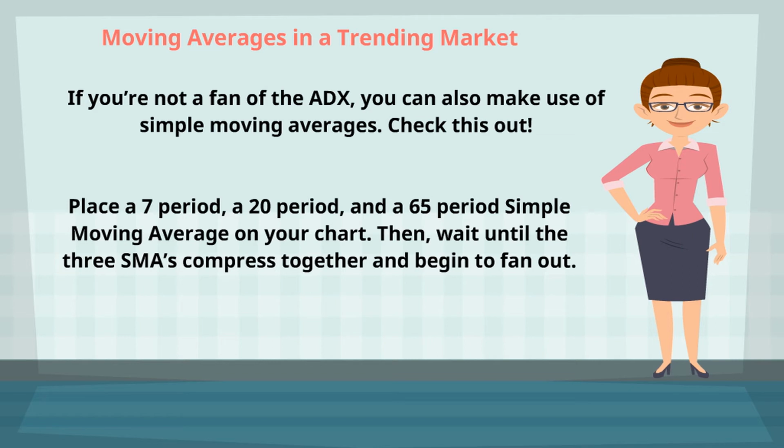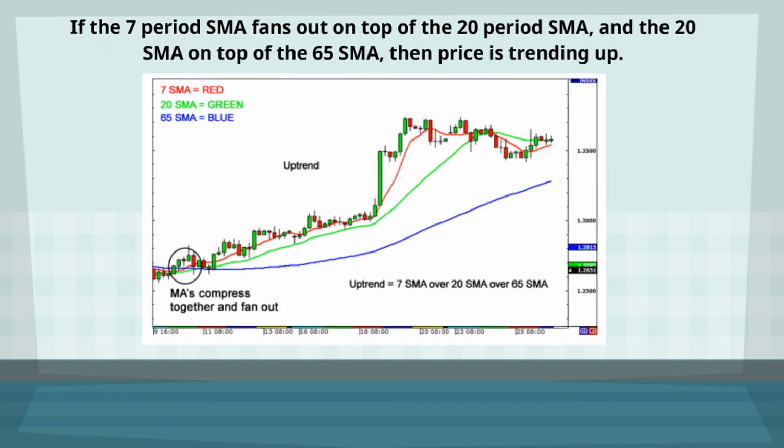Check this out. Place a 7-period, a 20-period, and a 65-period simple moving average on your chart. Then, wait until the three SMAs compress together and begin to fan out. If the 7-period SMA fans out on top of the 20-period SMA, and the 20 SMA on top of the 65 SMA, then price is trending up.